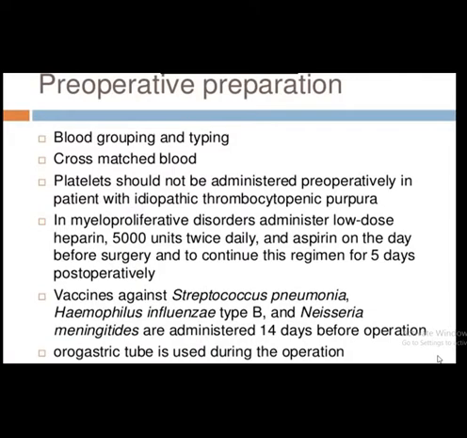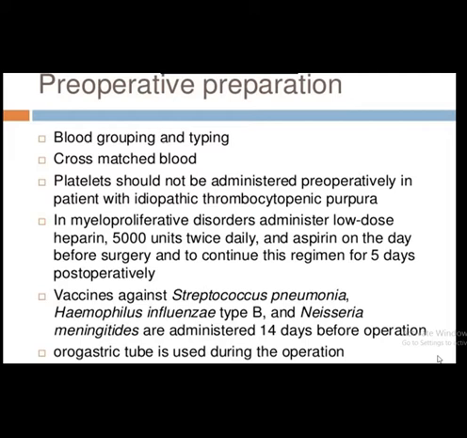Preoperative preparation: like in all cases where you want to do a splenectomy, your patient should be optimized. Your patient should have grouped and typed blood, and cross-matching. Platelets should be arranged and administered pre-operatively, and should be in hand during the surgery, because your patient might need platelet transfusions, especially the idiopathic thrombocytopenic purpura patient. In myeloproliferative disorders, administer low-dose heparin as well, 500 units twice daily, and aspirin on the day before the surgery, and continue this regime for 5 days post-operatively.